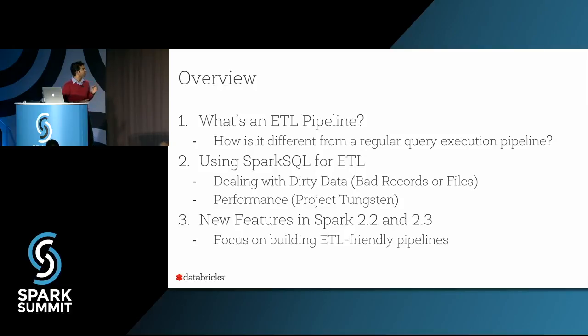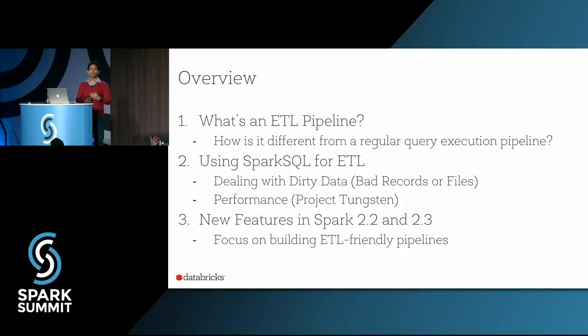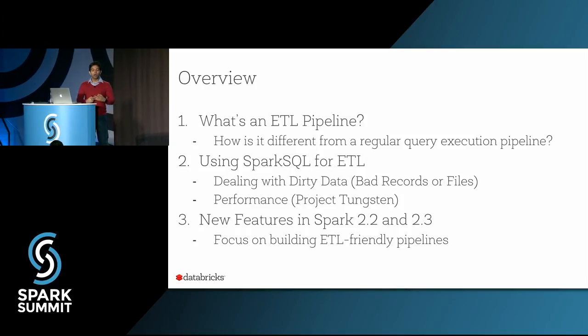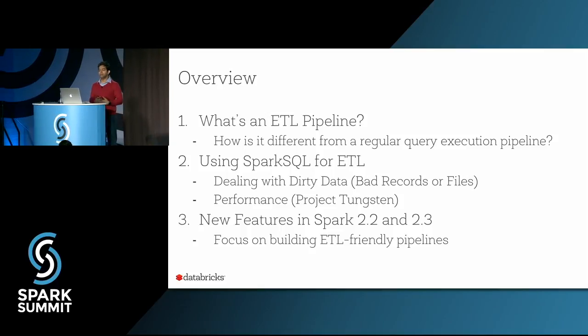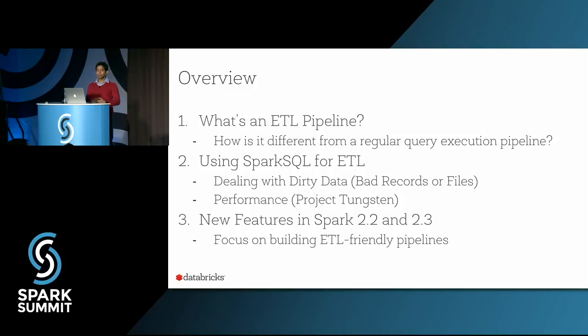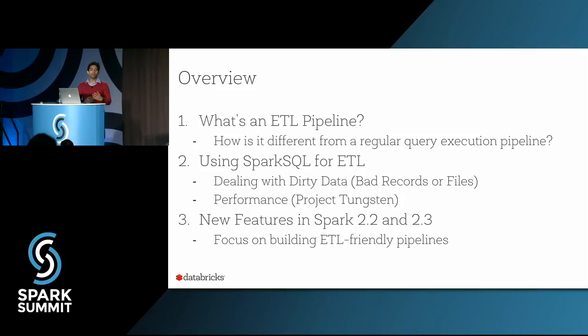So here is an overview of this talk. As I mentioned, first of all, I'll start off by talking about what exactly is an ETL pipeline. And in this context, we are going to talk about how this pipeline is different from a normal query execution pipeline. Second, we are going to see how we can leverage Spark SQL for doing ETL. And in this context, we'll be mostly focusing on two things. How does Spark SQL help you to deal with dirty data? Here, dirty data might be data with bad records or missing files, and so forth. And second, we are going to talk about how we can build performant ETL pipelines using some of the state-of-the-art features around Apache Spark, more specifically Project Tungsten and whole-stage code generation. And finally, I'll conclude the talk by talking about some new features that are going to make their way into Apache Spark 2.2 and 2.3 that focus on building these ETL-friendly pipelines.